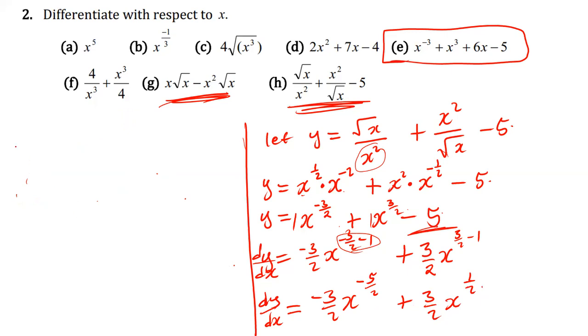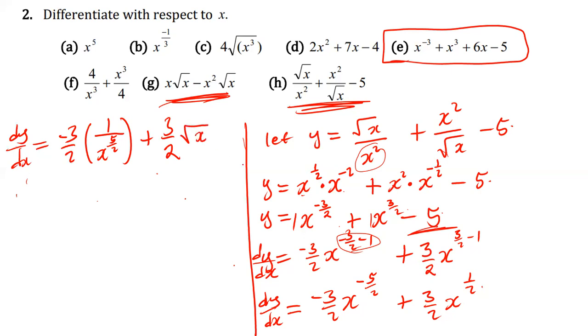Okay, let's simplify. So we have dy/dx is equal to negative 3 over 2. This can also be written as, let me put this in brackets, 1 over x to the power 5 over 2. So I've taken the x down because it is negative. Then we say plus 3 over 2. Then we have this half here. Remember, anything raised to the power half is simply the square root of that thing. So in this case, x raised to the power half is simply the square root of x.